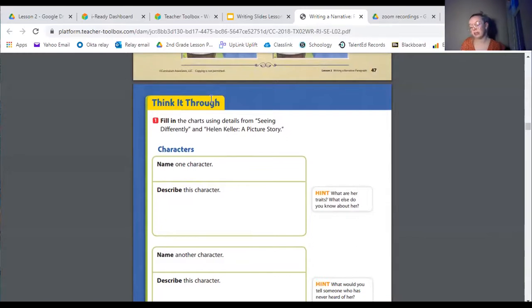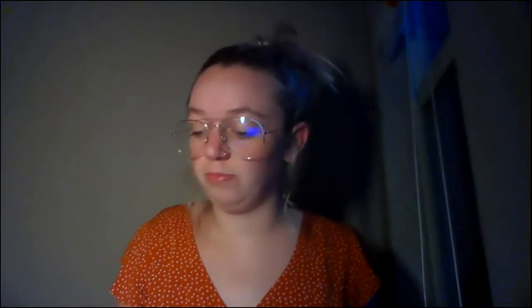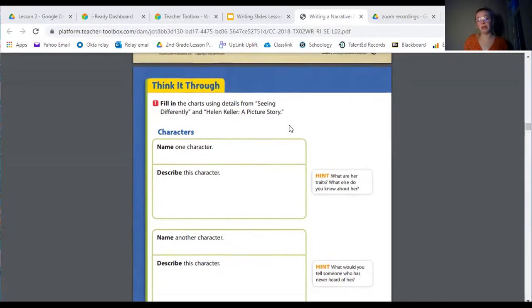It will say, think it through. So remember, we read about an important event in Helen Keller's life. Today, we are going to begin to think about the narrative that we will write. Finding details from the 2 source texts we read will help us do this. So let's read our instructions on page 48. Number 1, fill in the charts using details from Seeing Differently and Helen Keller, A Picture Story.